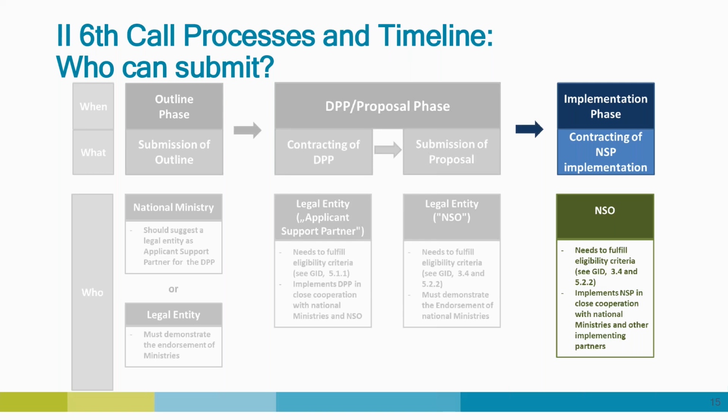However, we would like to stress that the NAMA facility does not disqualify any outline submission in the first outline phase for not proposing an NSO or proposing a non-eligible NSO. In these cases, a suitable NSO needs to be identified during the first 3 months of the DPP phase. Moreover, the NSO submits the proposal. It needs to demonstrate the full endorsement from relevant ministries.